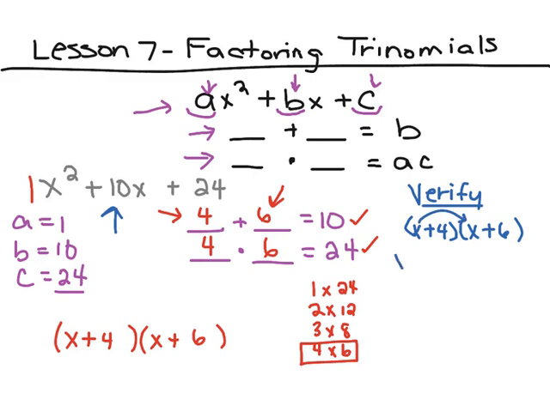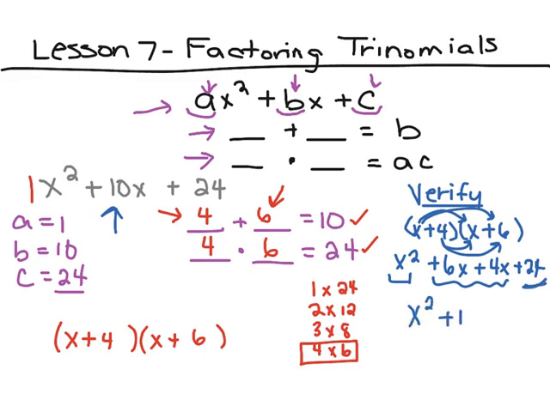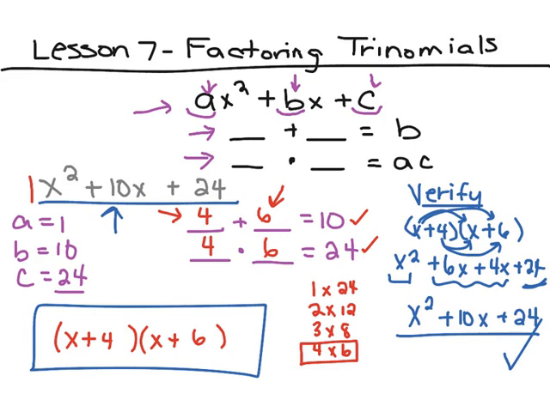So x times x is x squared, x times 6 is 6x, 4 times x is 4x, and 4 times 6 is 24. Combine our like terms, and we get x squared plus 6 plus 4 is 10x, plus 24. This is equal to our original, so we know we did it right, so this is our answer. That is how you factor a trinomial. And this is the most important thing that you need for your following math classes, because it comes up a lot.